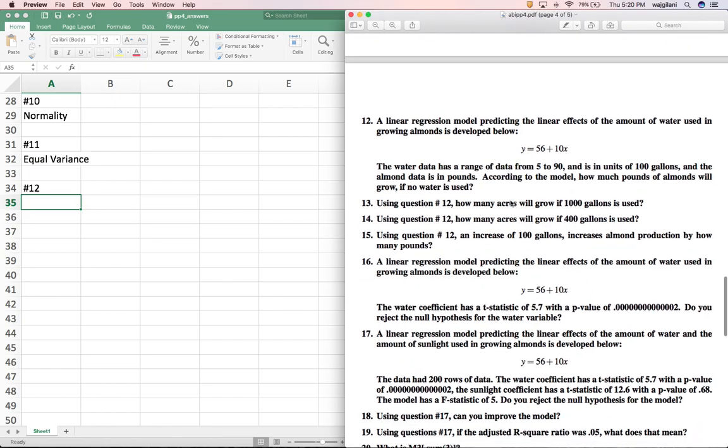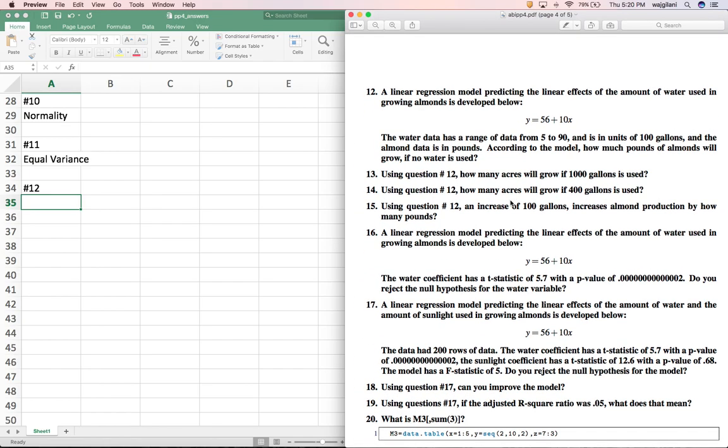A linear regression model predicting the linear effects of the amount of water used in growing almonds is developed below. Here is the linear regression model we saw for the water data when we're making the model. It has a range of data from 5 to 90 and is in units of 100 gallons. So basically 500 gallons to 9,000 gallons in actuality, in business speak. But the data is just 5 to 90 in units of 100 gallons.